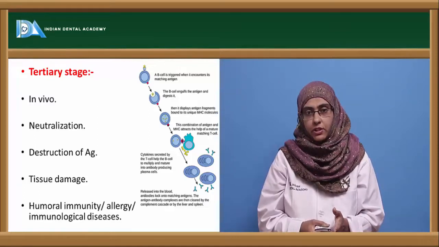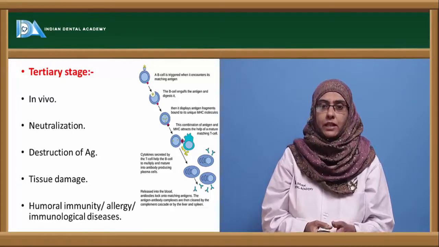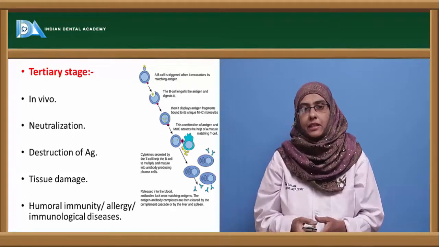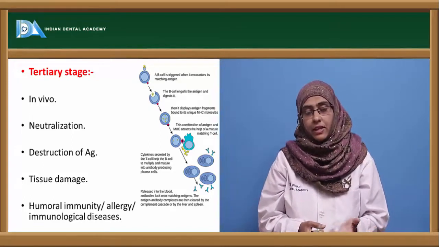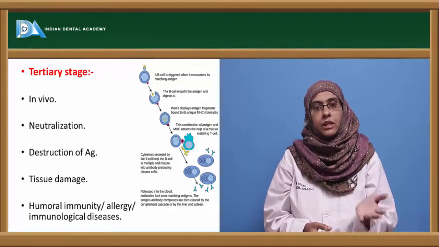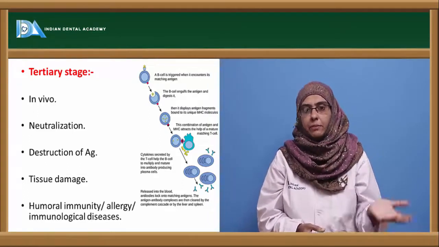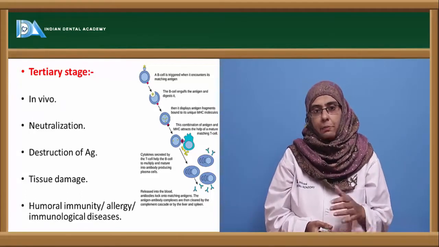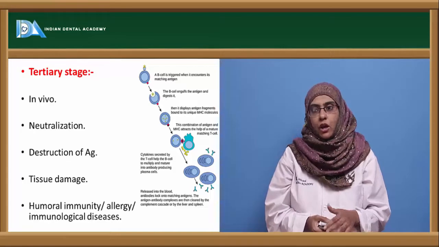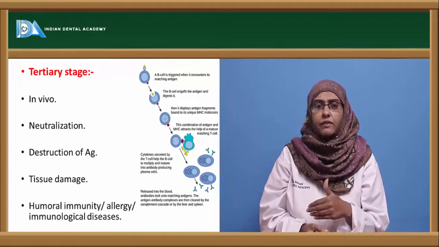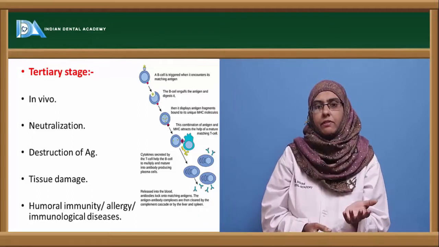Next is the destruction of the antigen, that is complete lysis of the antigen taking place using complement mediated lysis. And then sometimes, as we have discussed, this immune response can be exaggerated, leading to tissue damage also. Apart from eliminating the antigen, they can also cause tissue damage, which is called a hypersensitivity reaction. So all these tertiary stages are usually seen in vivo where the antigen will be eliminated.